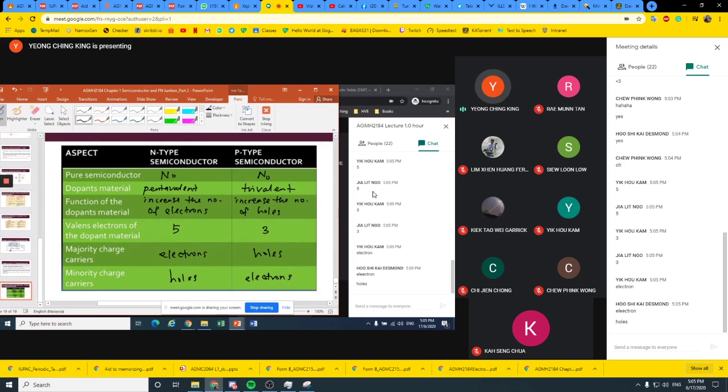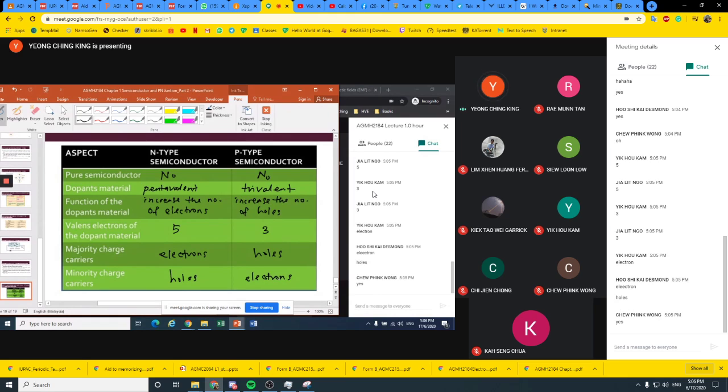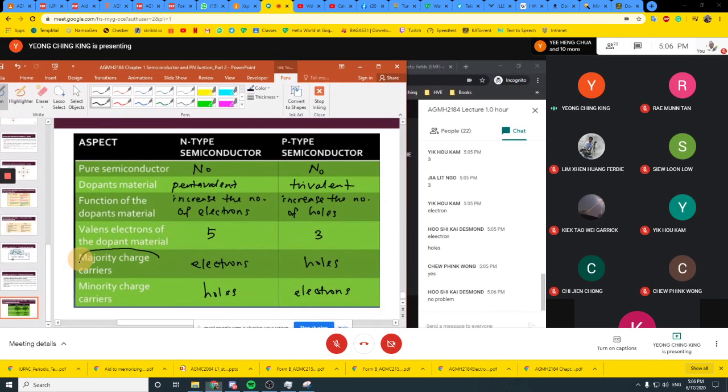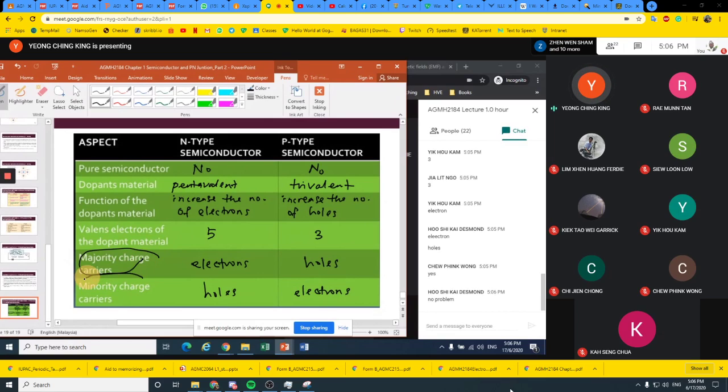Okay, so everybody can do it. Any problem? No problem. Yes, then very good. So this is the answer. What is important here is you must remember what is called the majority charge carrier and minority charge carrier, because it plays an important role in the semiconductor, right?